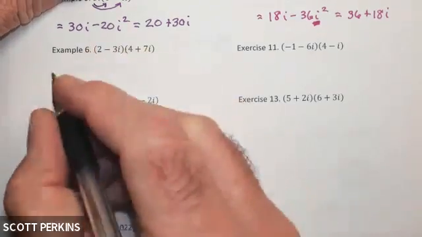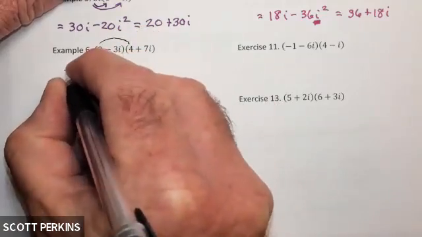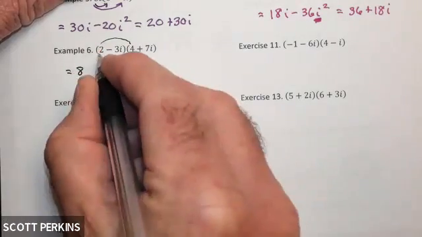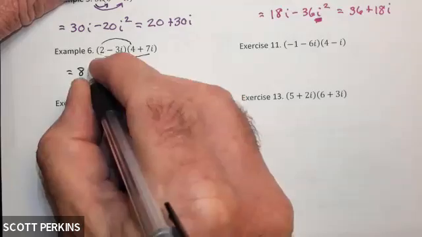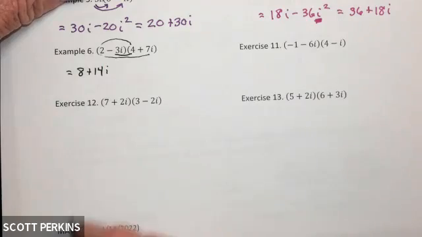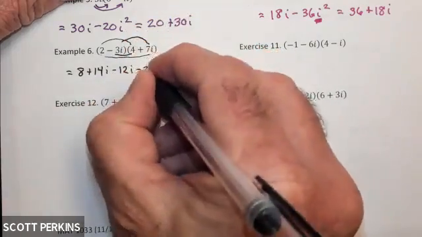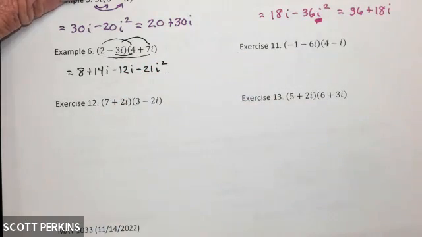So here we go. First, outers, inners, lasts. When I do my first, 2 times 4 is 8. My outers, 2 times 7i is 14i. My inners, negative 3i times 4 is negative 12i. And then my lasts, negative 3i times 7i is negative 21i squared.